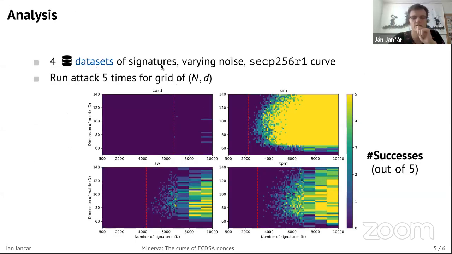We collected 4 data sets of signatures with varying noise from the vulnerable implementations. And to analyze this properly for all the parameters and so on, we decided to run the attack 5 times for a grid of 2 parameters: basically the number of signatures collected, so the number of signatures the attacker collects from the implementation, and the number of signatures that's actually used, so the D fastest signatures. And then we are able to plot these 2D heat maps of success rate of how the attack behaves when the attacker gains more and more signatures, and what are the optimal values of those 2 parameters.